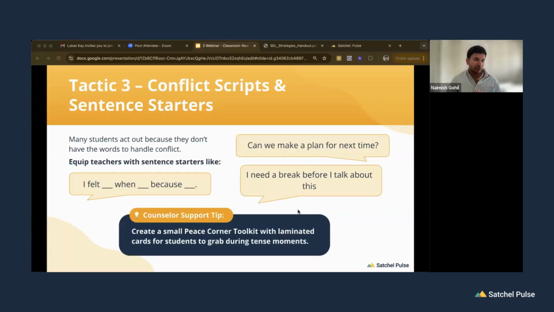But once they start using these types of scripts, they'll start to recognize that the students are behaving this way because they're frustrated and they might not have the skills to communicate effectively. So this can really, really help.